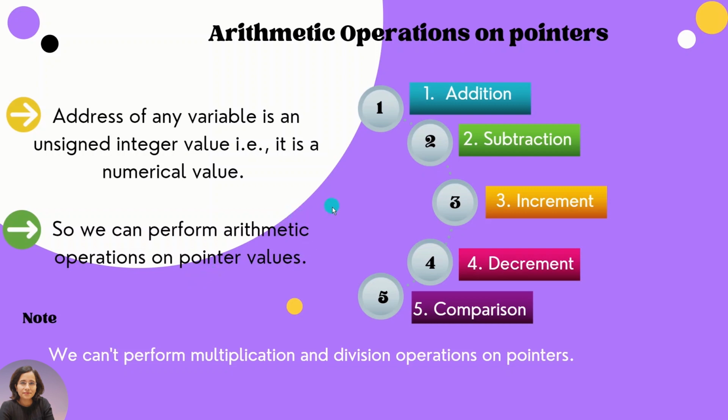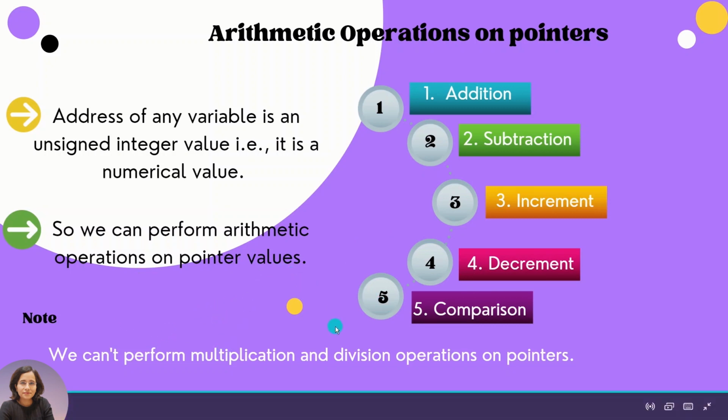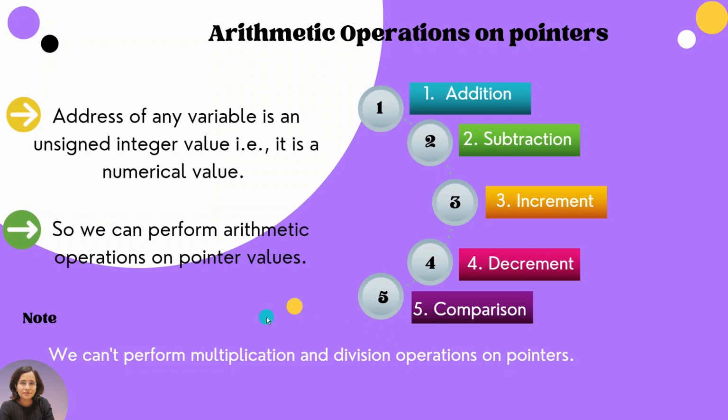However, we know that the pointer contains address. The result of arithmetic operations will also be of address. So these are some of the arithmetic operations which we can perform on pointers. Addition, subtractions, even we can increment the pointer, and as well as we can decrement it and we can compare also. Note that multiplication and division we cannot perform on pointers.